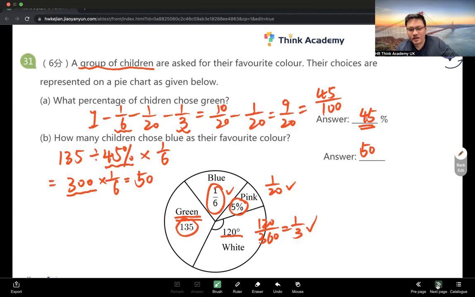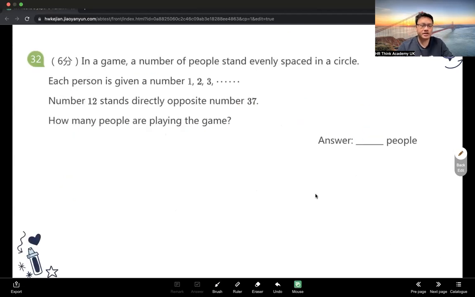Okay, so let's see the next question. Question number 32. In a game, a number of children stand evenly spaced in a circle. Each person is given a number 1, 2, 3 in that order. And you know that number 12 stands directly opposite number 37. How many people are playing the game? If you don't remember the way to solve the question, I suggest you start with the easy version. Let's say we have only 4 children. How about that? You have 1, 2, 3, and 4.